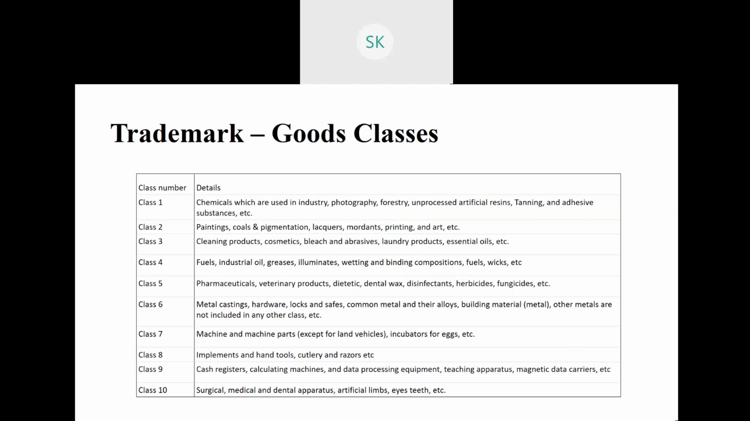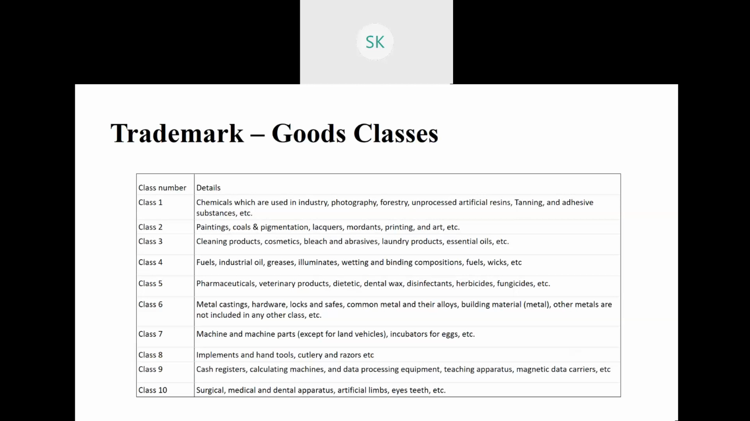So class 8 belongs to the things which are used to cut, maybe in our houses, maybe as razors, used in trimmers, or a chisel used in a carpenter shop or carpentry. So the things which are used to remove something are classified under class 8.